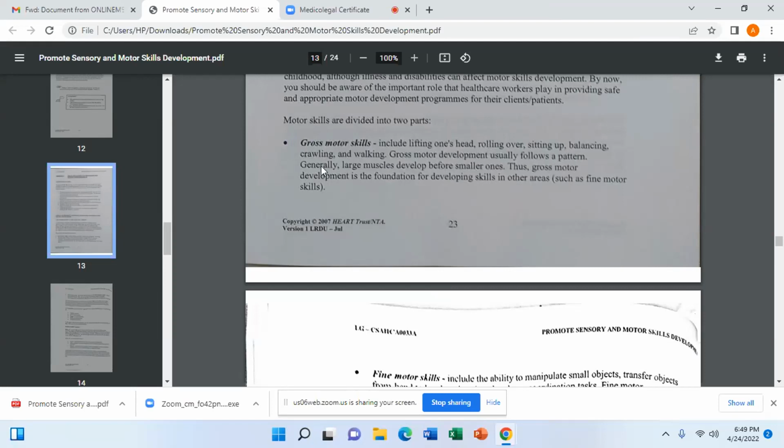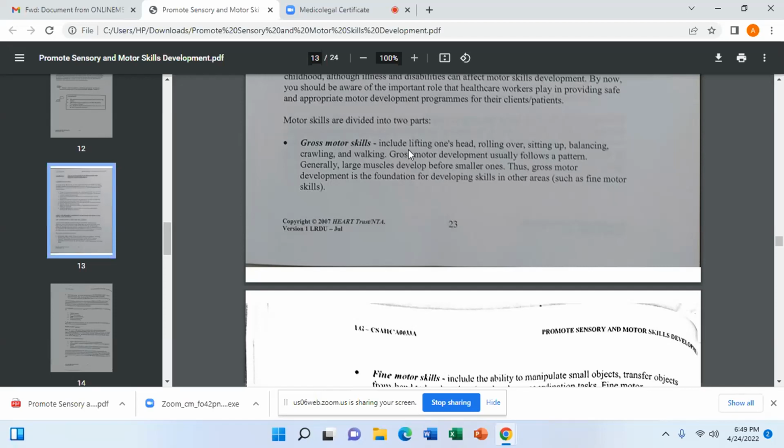But thus, gross motor development is the foundation for developing skills because it's the gross motor skills that are going to really help with health, right? It's not really the fine motor that much. It's the gross motor, right?